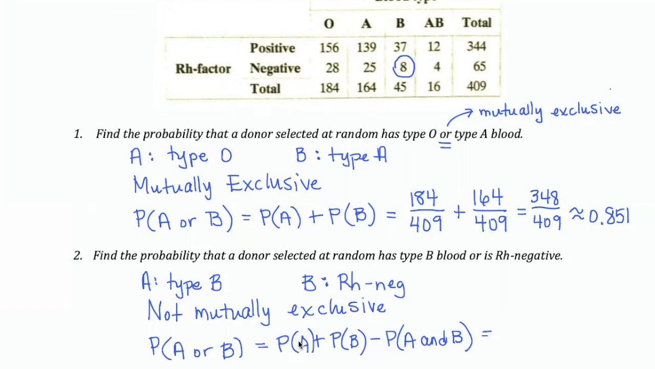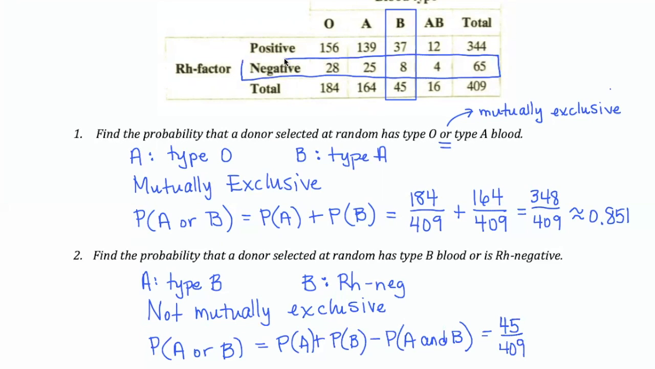So the probability of being type B. In order to figure out the probability of type B, I want to find the total number of type B donors, which at the very bottom here is 45. So that's 45 out of 409. The probability of being Rh negative is my second event. I'm going to look along the negative Rh factor row, and I'm going to look for the total number of donors, and that was 65.